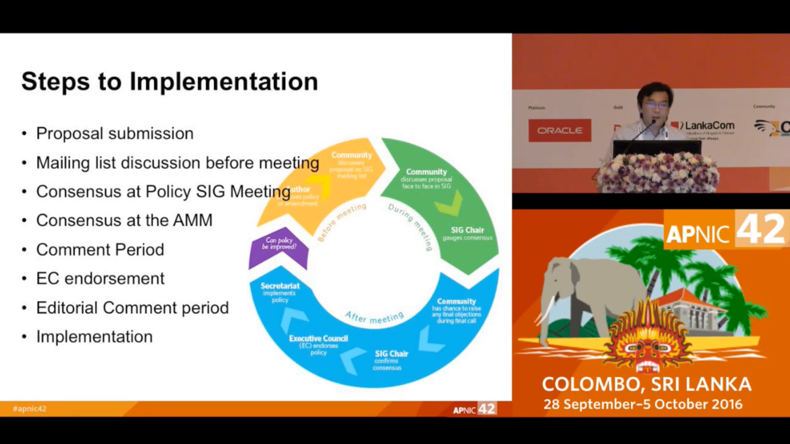Anyway, this is our policy development process. So important thing is each proposal should be proposed from the community, and we will discuss it over the mailing list and ask consensus. We will discuss it over the mailing list as well as the physical meeting. Then after that discussion, we will ask consensus at Policy SIG meeting at here. Then again, consensus will be asked again at the APNIC member meeting. Then after comment period, EC will endorse the proposal which leads to consensus, and it will be implemented. That's the fundamental process of PDP.